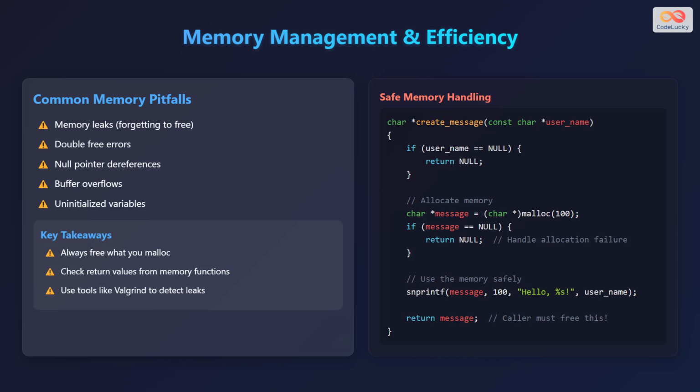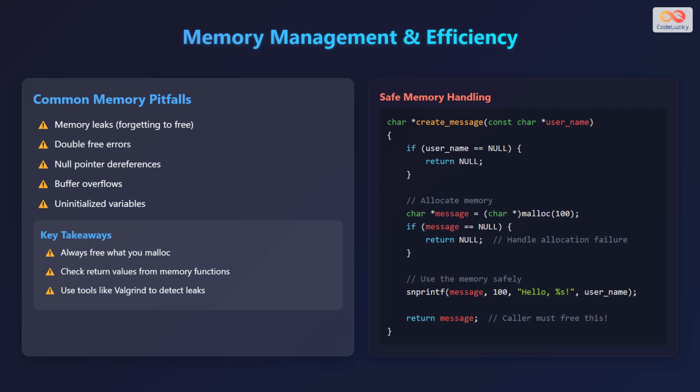Here are some key takeaways. Always free what you malloc to prevent memory leaks. Check return values for memory functions to handle allocation failures, and use tools like Valgrind to detect memory leaks and other memory-related issues. Let's consider an example of safe memory handling.